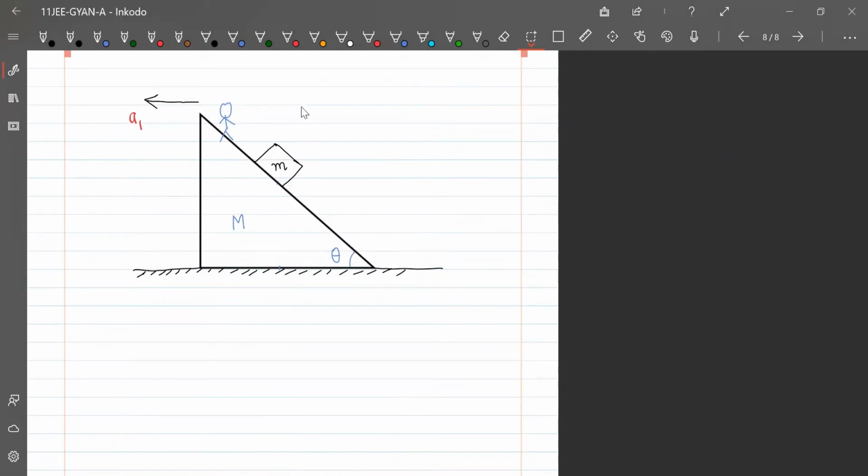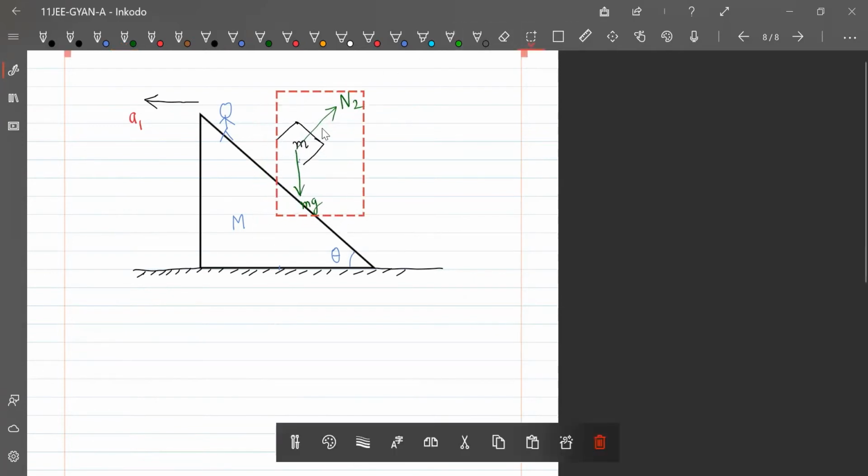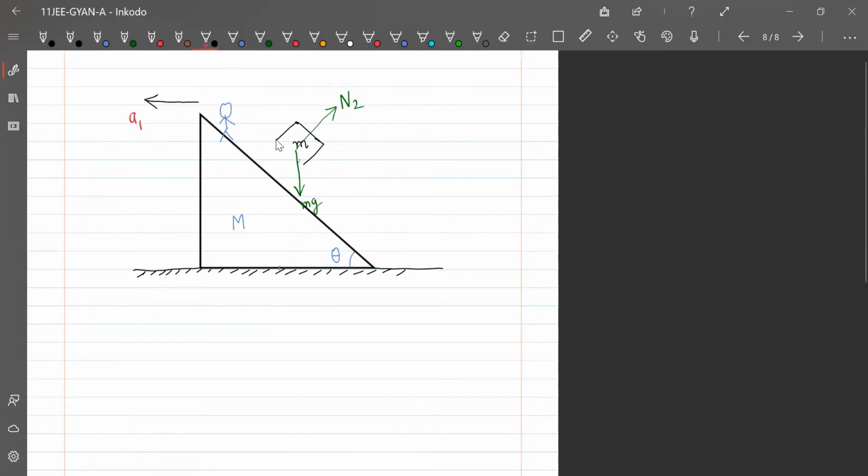तो अगर इस ब्लॉक पे फोर्सेस को देखें, so mg will be acting downward. सिर्फ इस ब्लॉक की बात कर रहे हैं. Normal force will be acting on this in the upward direction. So separate this a bit because we are drawing the FBD. और कौन सा फोर्स आएगा? ये दो फोर्सेस तो हैं, mg and N2. Can anybody tell me the pseudo force on this block?